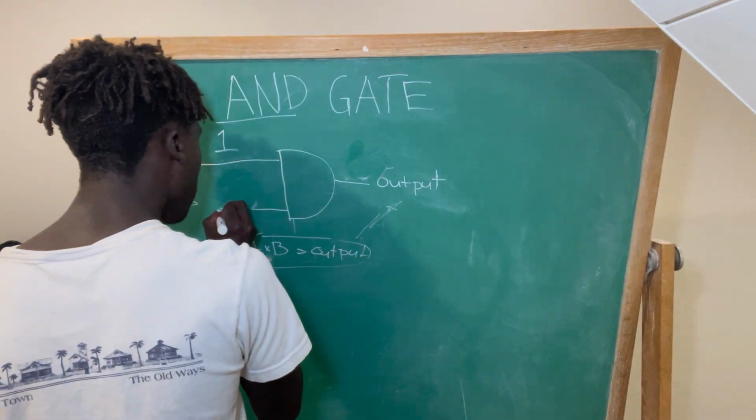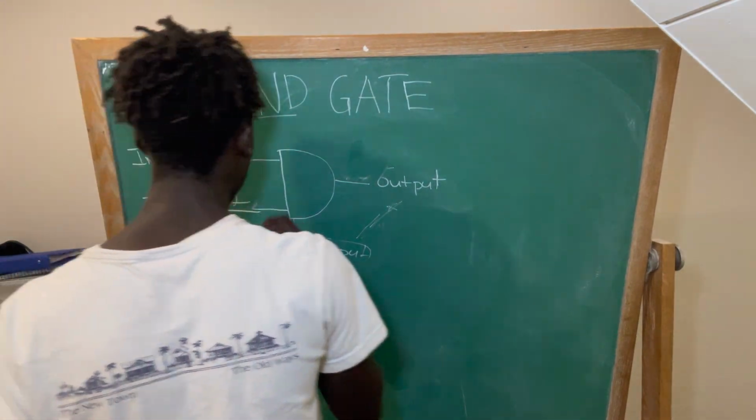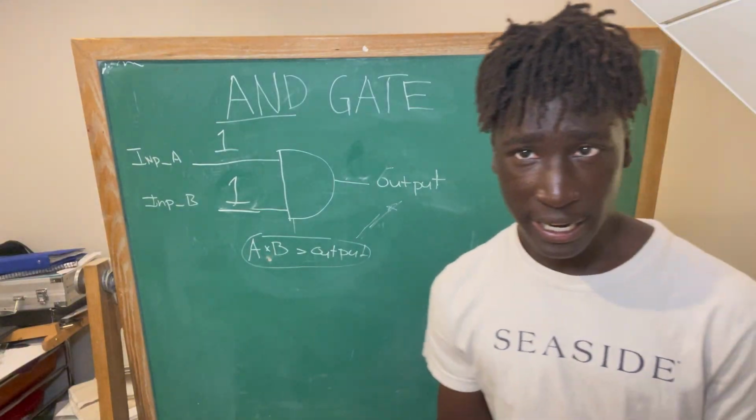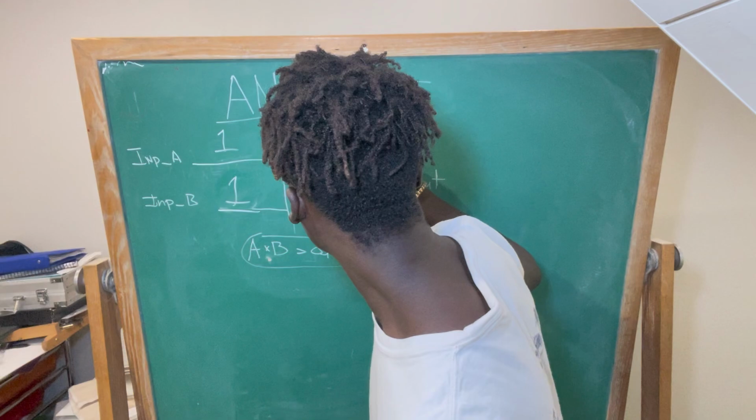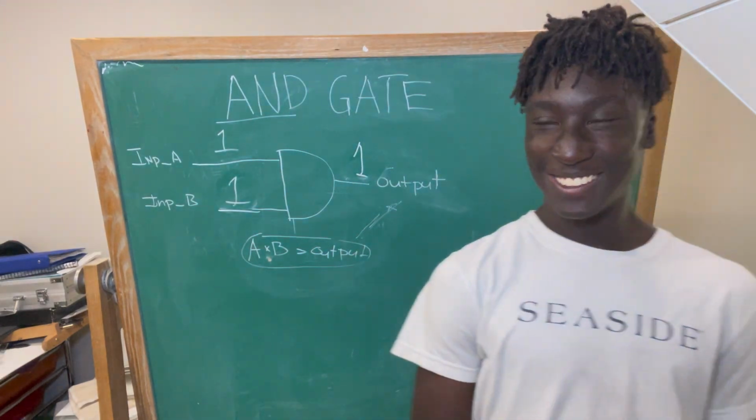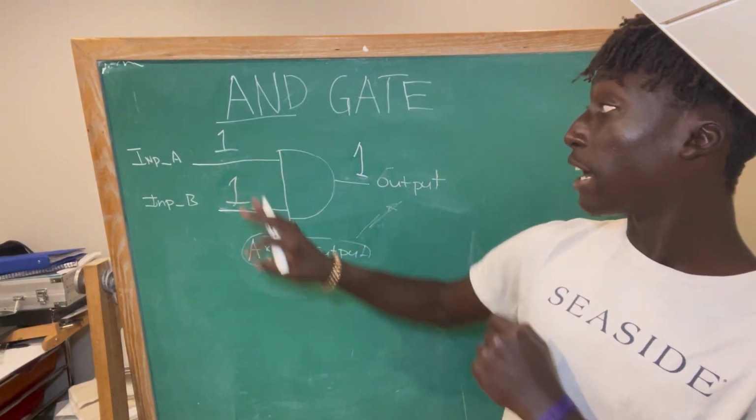Simple math again. So 1 times 1 equals 1. Good job. You guys know how to do math. So that's how an AND gate works.